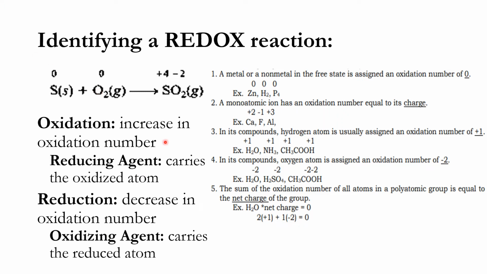So every time there's an increase and decrease in oxidation number between two atoms of elements in a reaction, there is definitely loss and gain of electrons, because there is increase and decrease of oxidation number. So that reaction is considered a redox reaction.